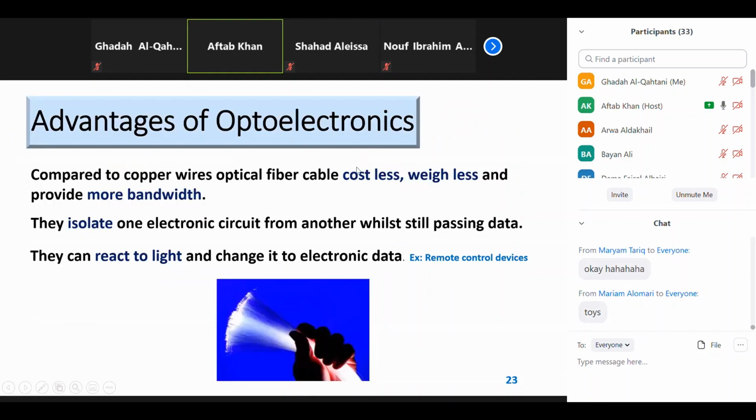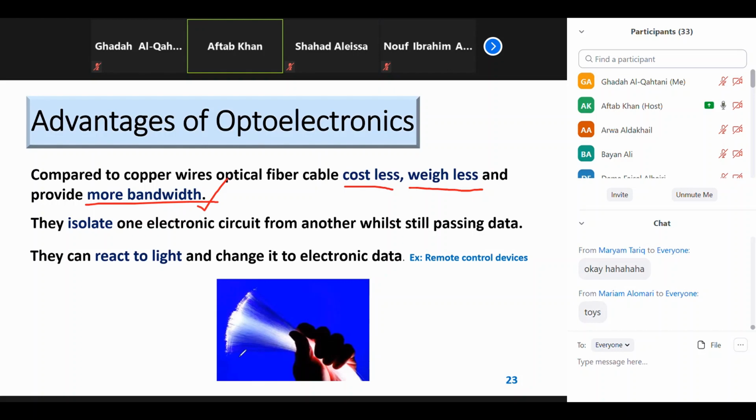Advantage of optoelectronics: compared to copper wires, optical fiber cables cost less. Why? Because once you purchase, as I told you, it can last up to 40 years. So that's why it costs less. Less weight, and it provides more bandwidth, meaning high frequency signals and many signals can travel at the same time.